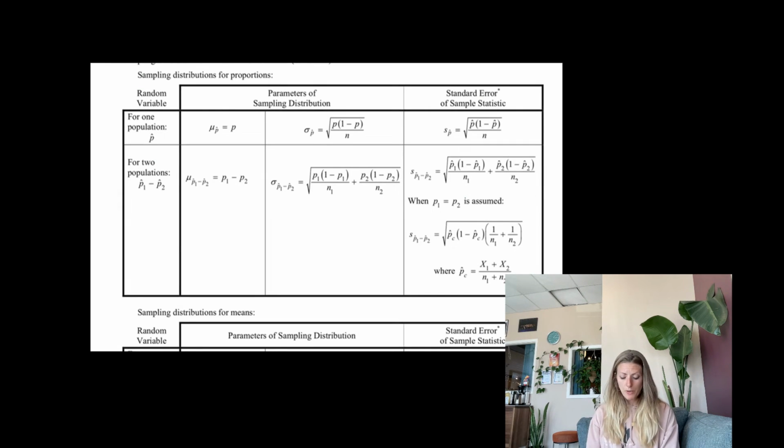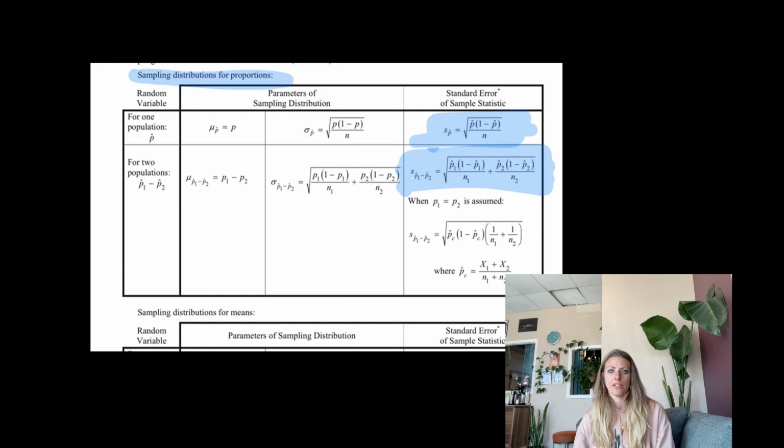Note that it's broken up into categorical data and quantitative data. So categorical data, remember, you'll be doing proportions. So you have a standard error for categorical data for one population, which is here, for two populations, which is here, and then, of course, the special case where p1 equals p2 is assumed, and then all of a sudden it makes the standard deviation a little bit easier to calculate, because you're taking out some of the complexity.